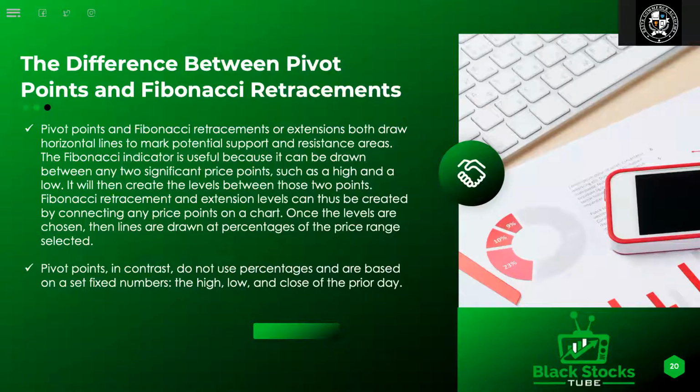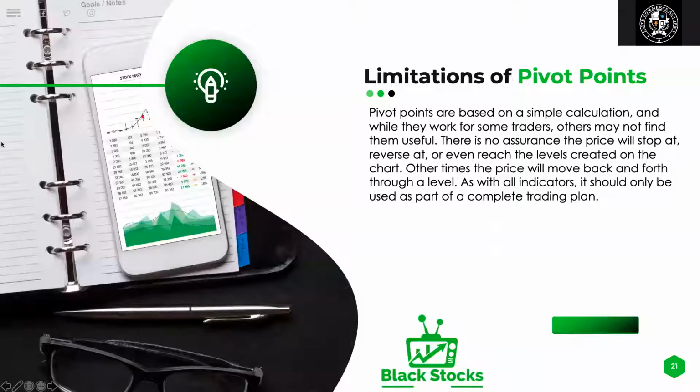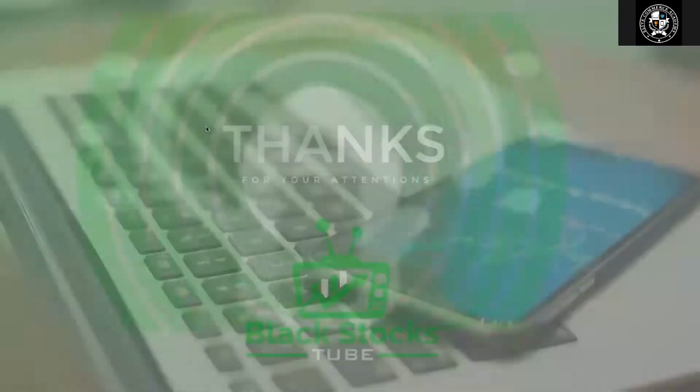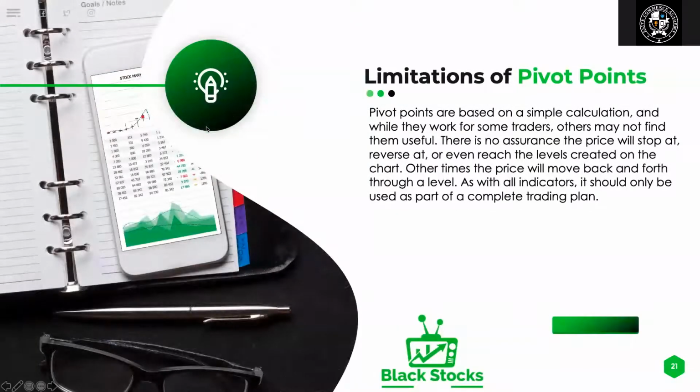Pivot points, in contrast, do not use percentages and are based on a set fixed number: the high, low, and close of the prior day. Pivot points are based on simple calculation, and while they work for some traders, others might not find them useful. There is no assurance the price will stop at, reverse at, or even reach these levels created on the chart. Other times, the price will make a move back and forth throughout a level.